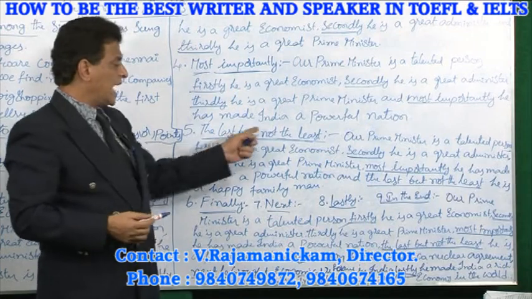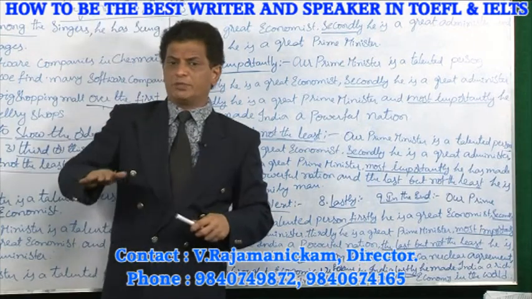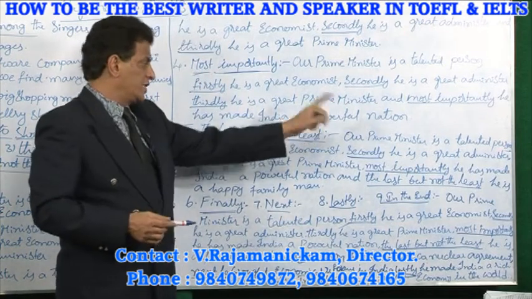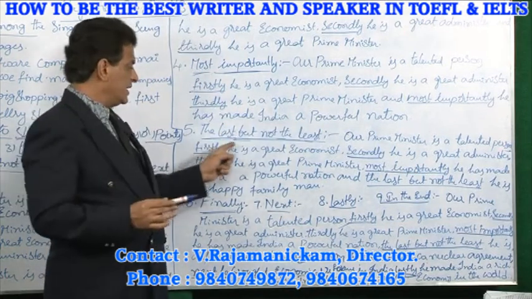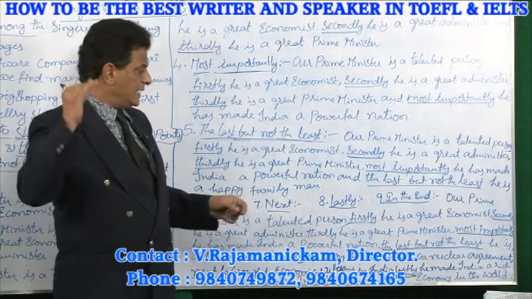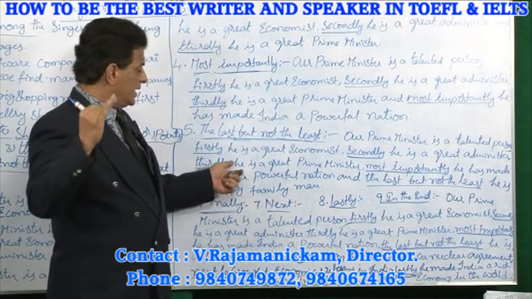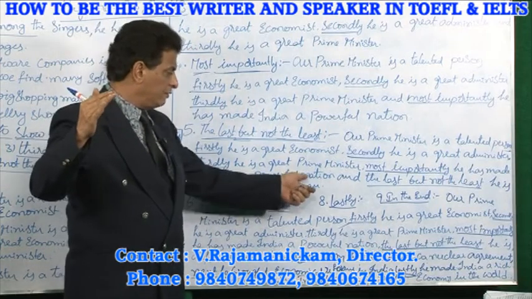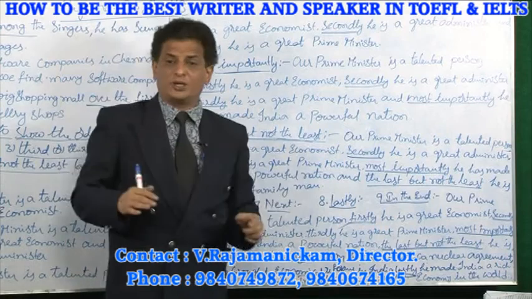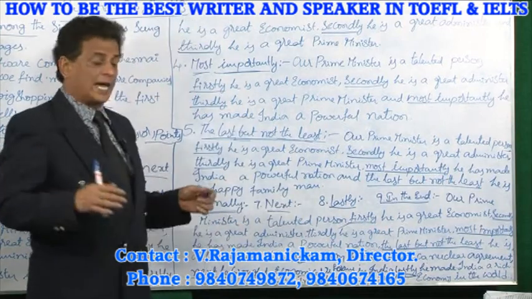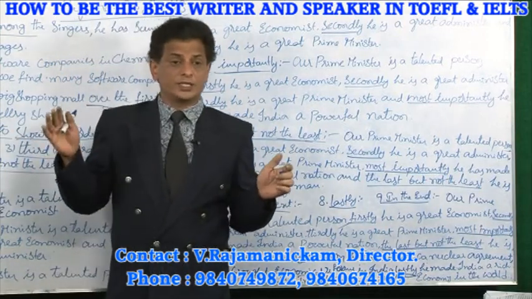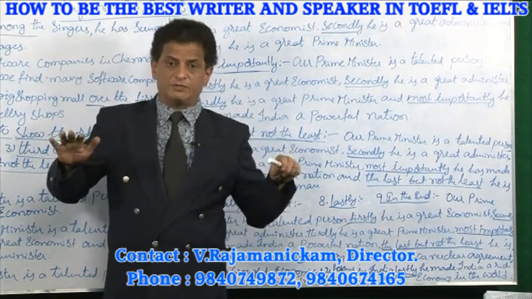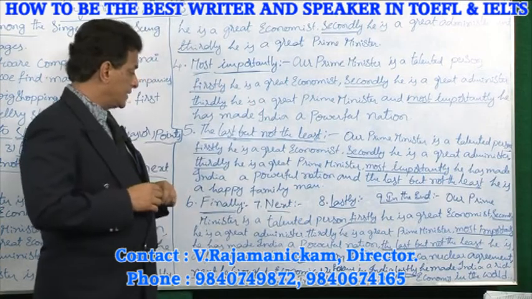The fifth point: last but not the least. What is that? Our Prime Minister is a talented person. Firstly, he is a great economist. Secondly, he is a great administrator. Thirdly, he is a great Prime Minister. Most importantly, he has made India a powerful nation. And last but not the least, he is a happy family man. His daughters are in the US. His wife is there. So he is a happy family man, you can say.